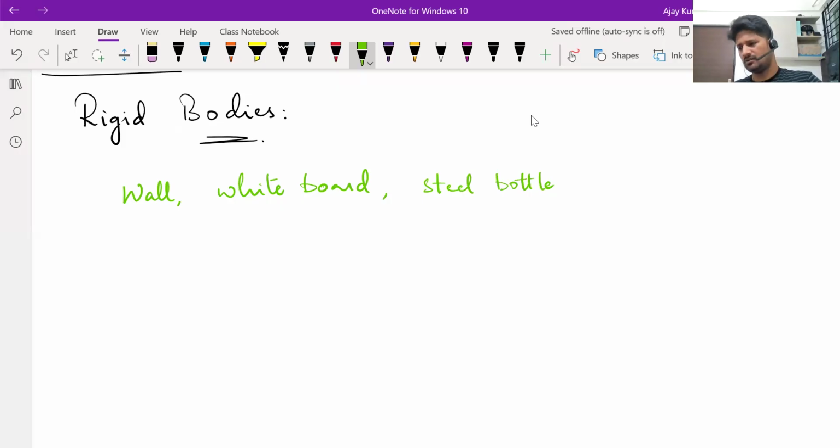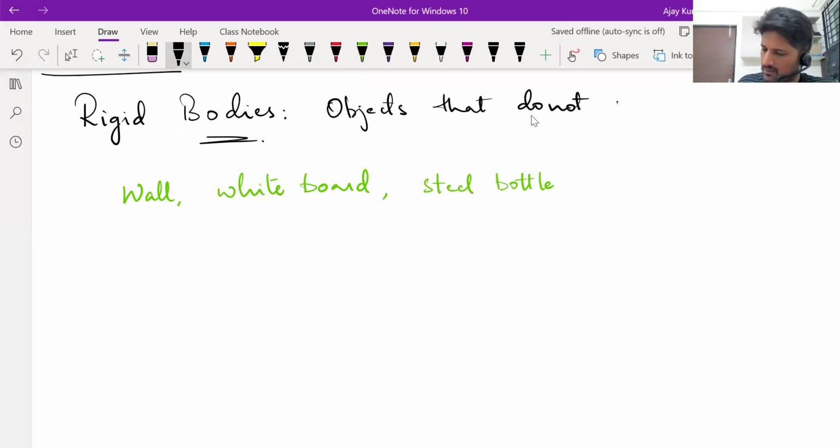Fine. So there are a lot of objects which we can say are rigid. But see, any of these can be deformed by applying a sufficient amount of force. So no object in the universe is perfectly rigid. Okay. But as long as you don't disturb them, as long as you don't apply a very strong force on them, they can maintain their shape. So rigid bodies are basically objects that do not get deformed significantly.